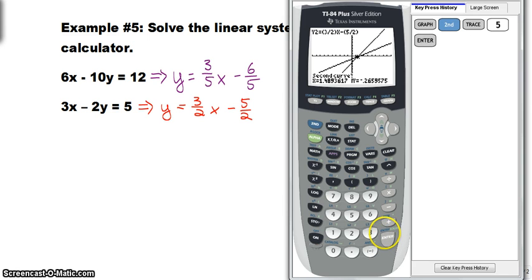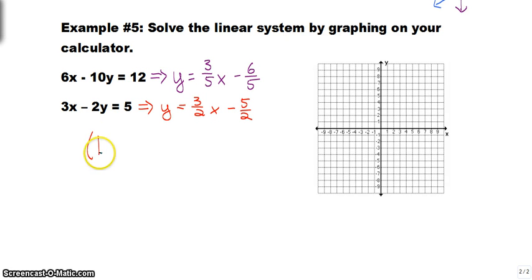Now it's asking if the other line is the second line I want, which it is. And now it's asking if it can do it, so I say yes. And it gives me the intersection point. You always want to make sure that you round to the nearest hundredth. So we would write this as 1.44, comma, negative 0.33. And that would be our solution.